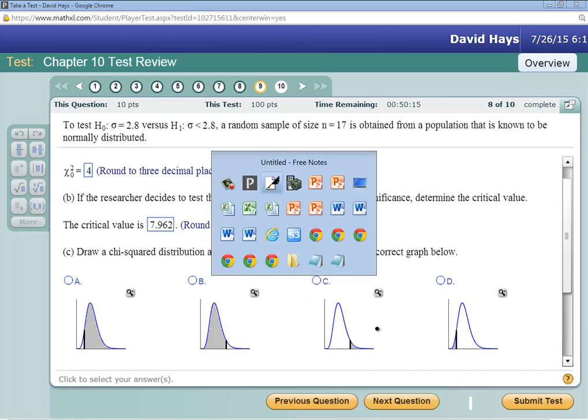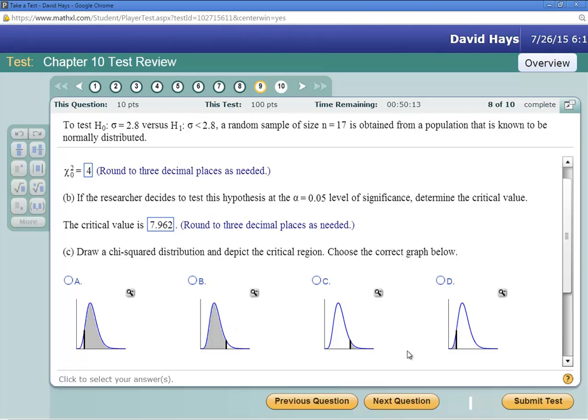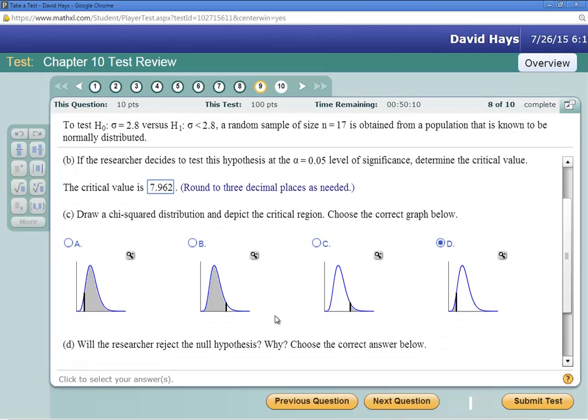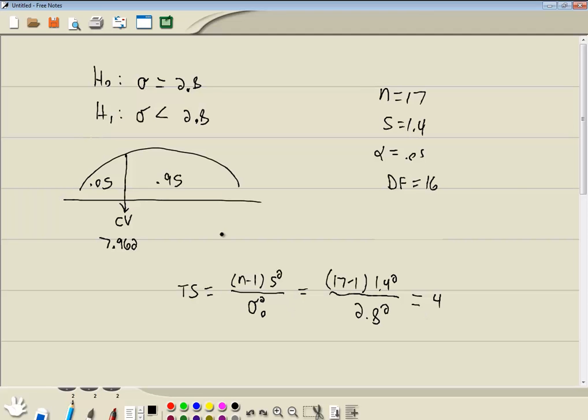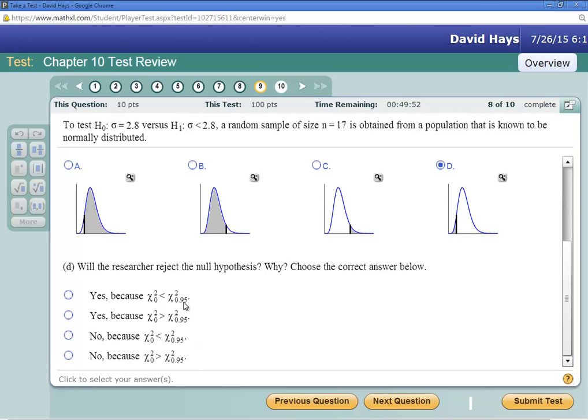Okay, what kind of picture do we got here? Left tail. The left tail is D. So our test statistic is going to fall over here, and our tail is always our reject region for H naught. So we're going to reject H naught. Will the researcher reject the null hypothesis? The answer is yes. It's going to be one of these two. This is our critical value, kind of weird notation. This is our test statistic. Test statistic is less than our critical value, so that is the correct one there.